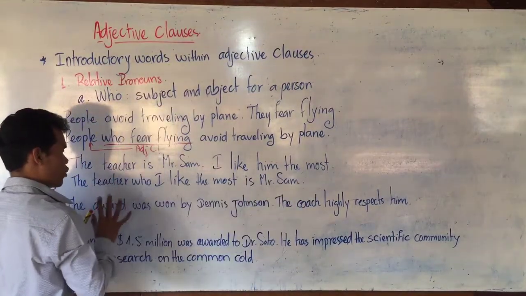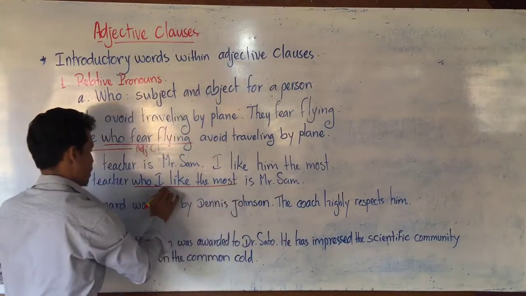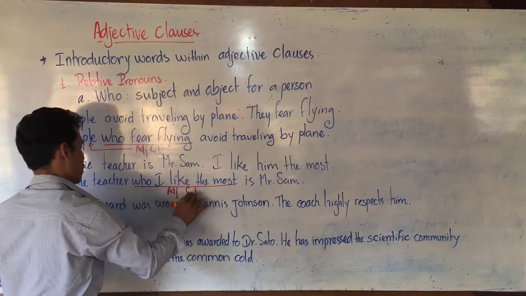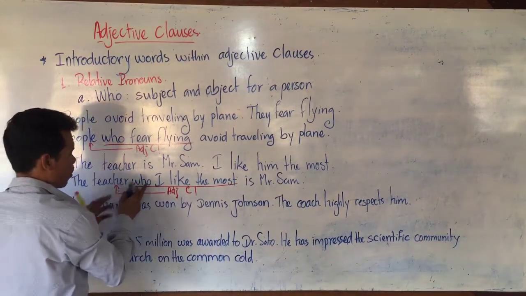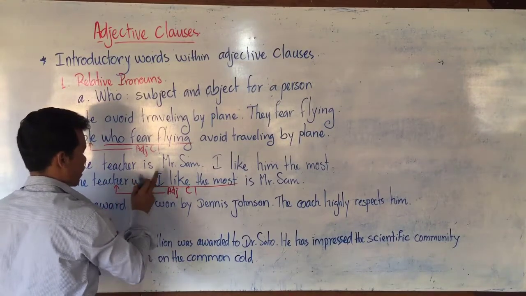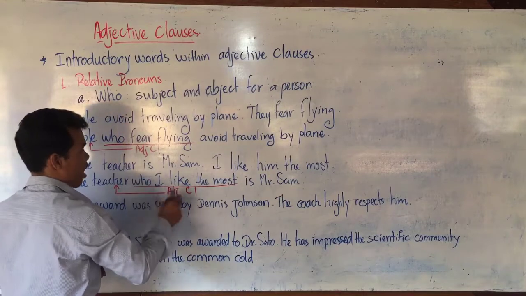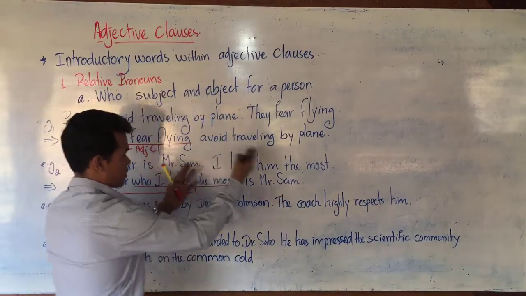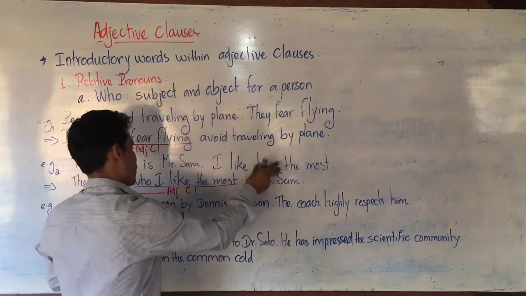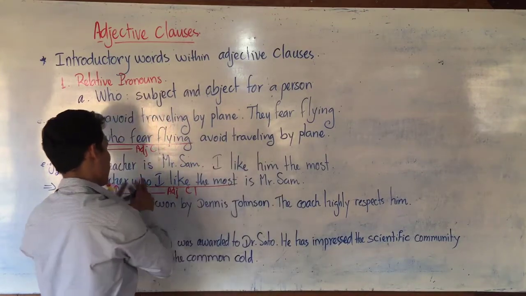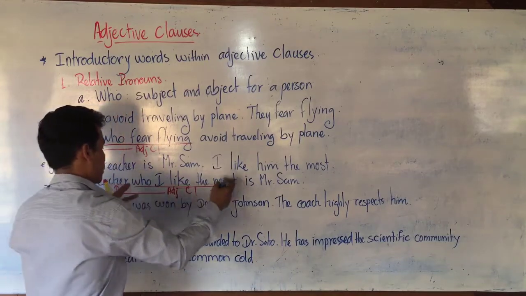Okay, so how about the adjective clause from "who" to "the most"? It is an adjective clause. Which noun does it modify? The teacher. Who, here on the right of "who" is "I", so "I" is the subject of "like". That's why "who" is the object. In the first simple sentence you can see "him". "Who" replaces "him", and "him" here is the object of "like". That's why "who" here is also the object of "like". So this one is an adjective clause.